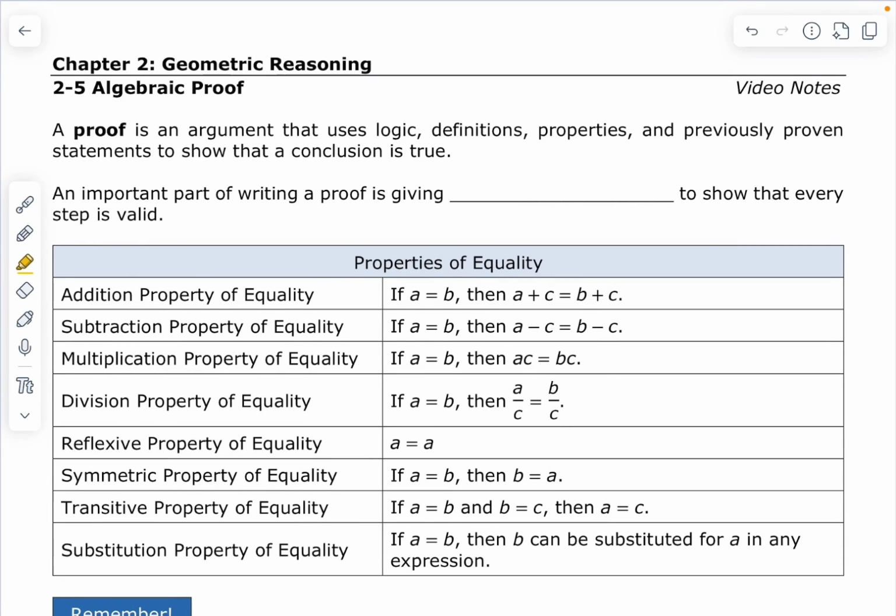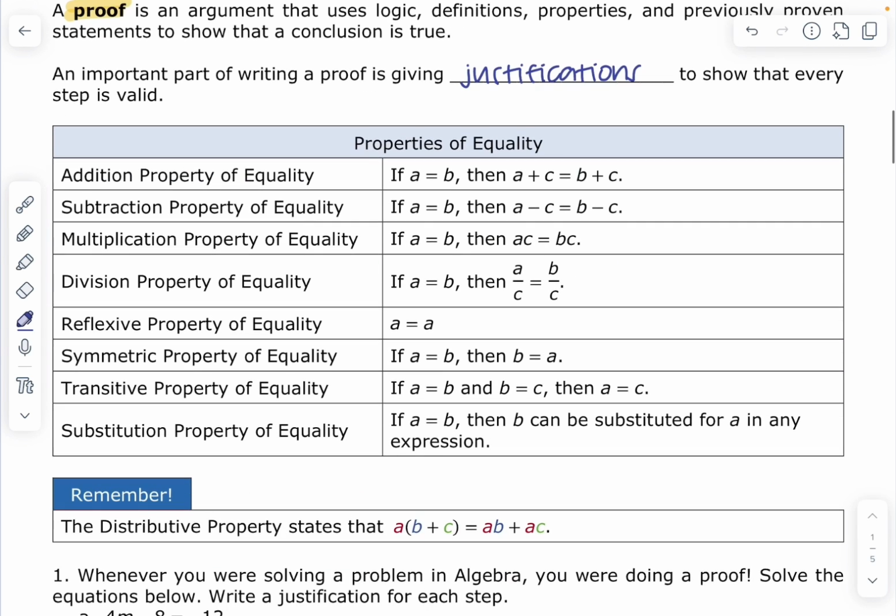2-5 Algebraic Proofs. So a proof is an argument that uses logic, definitions, properties, and previously proven statements to show that a conclusion is true. An important part of writing a proof is giving justifications. And justifications are used to show that every step is valid.